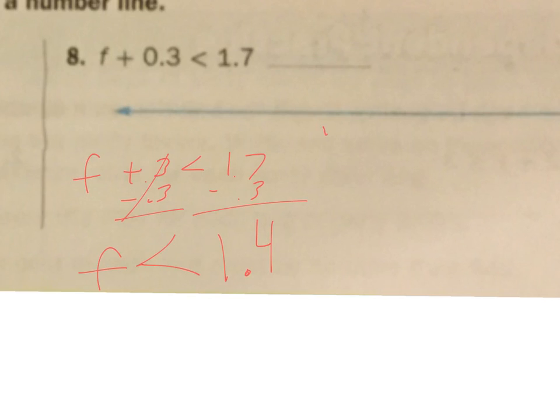Now, I'm going to start with 1.4 here in the middle, like that. And then I'm going to 1.5, 1.6, 1.7, 1.3, 1.2, and 1.1. And we have all these points here. Now, F is less than 1.4. I go to 1.4, put a circle around it, and we're going less, so we go this way. All right, that's number 8.